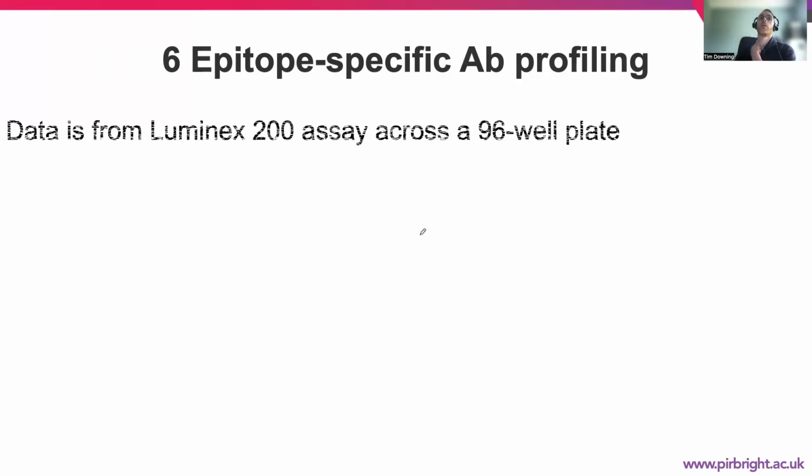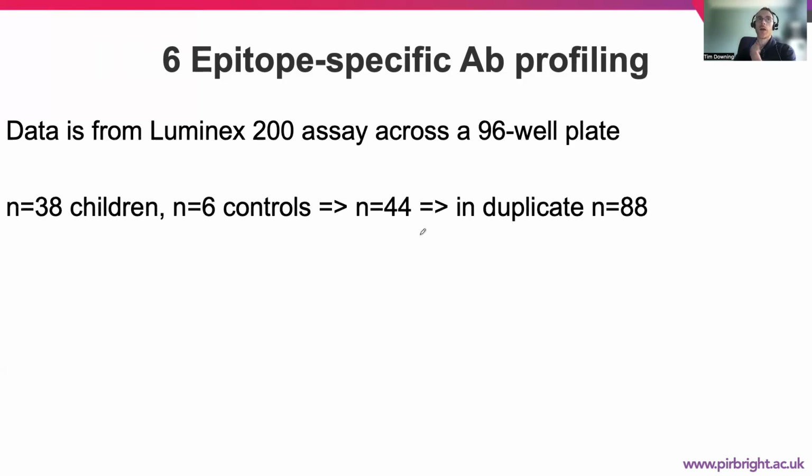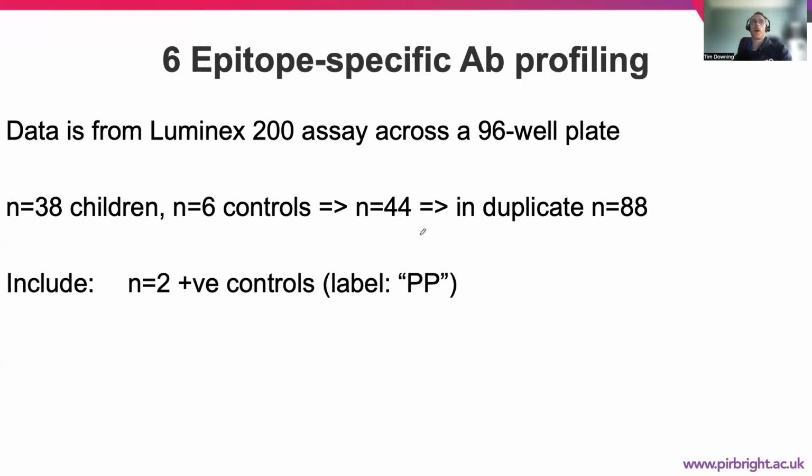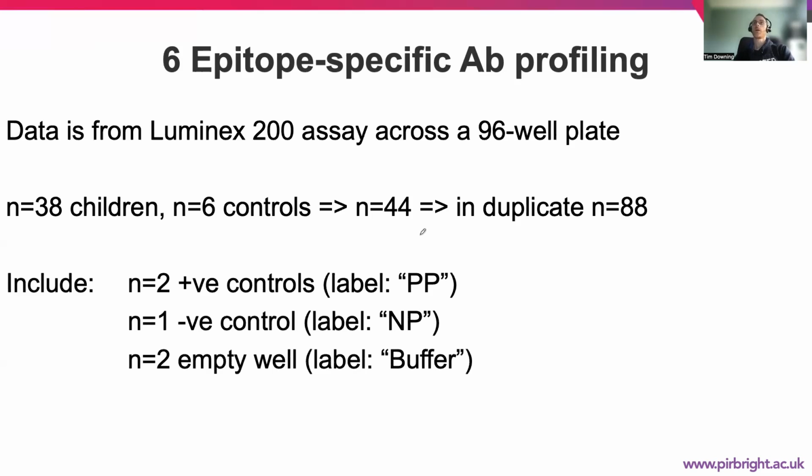And we're looking at data from a Luminex 200 assay across a 96 well plate, where we add to those 44 by doing them in duplicate, and then we have 2 positive controls and 1 negative control as well, and then also 2 empty wells against which we can correct the background rates.